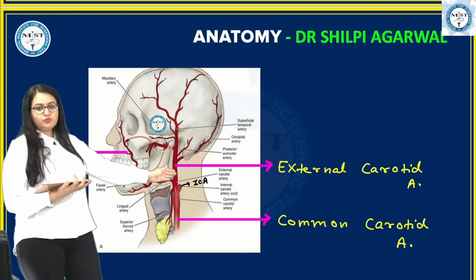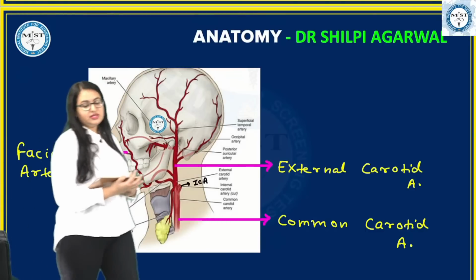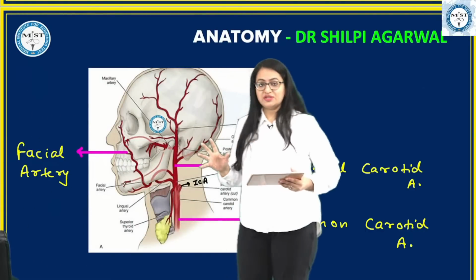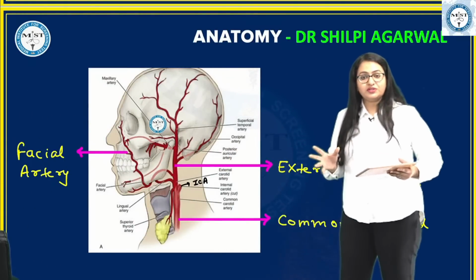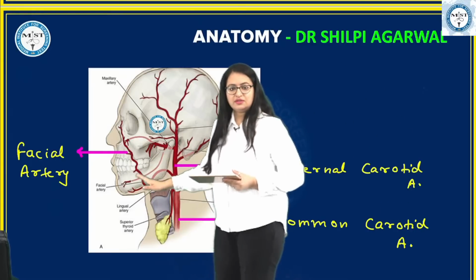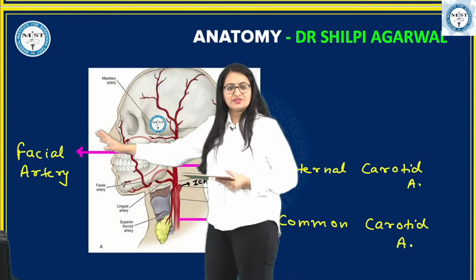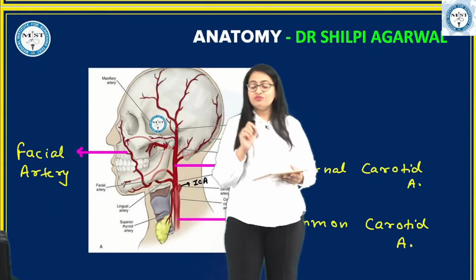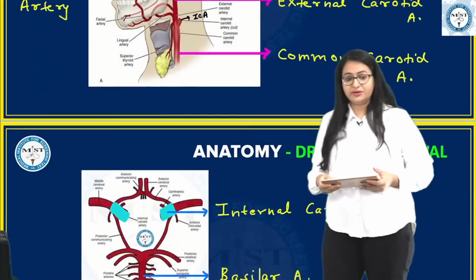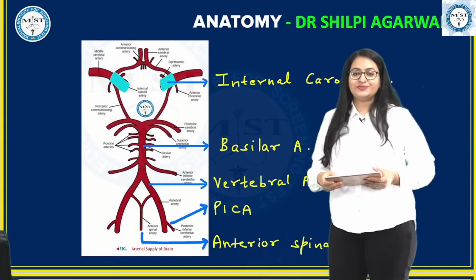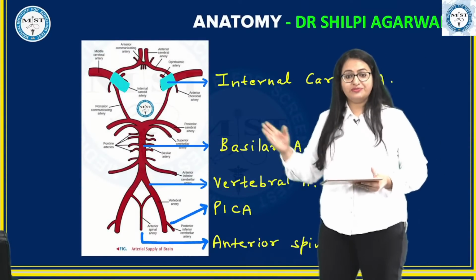Now the external is the one which is going towards the head area, and it is giving various branches. When you talk about the various branches, the most important artery, running obliquely in the face, is the facial artery. Now for the blood supply of the brain, circle of Willis.